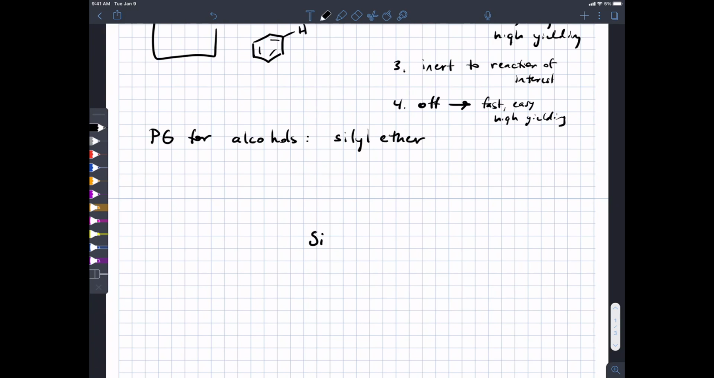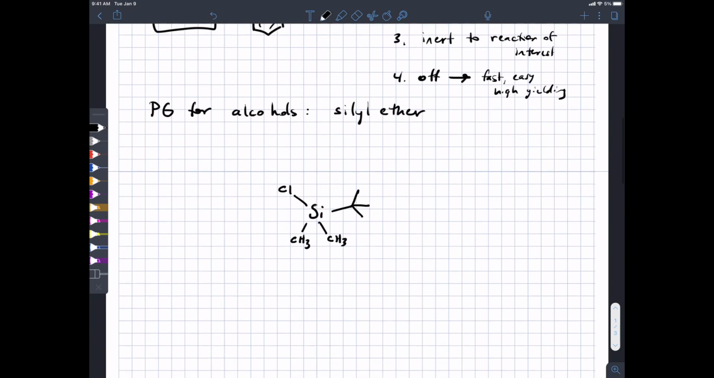Here we have silicon, we have a tert-butyl group, a methyl group, another methyl group, and then a leaving group, in this case chlorine. If this were carbon, this would be a tertiary alkyl halide. It's, I guess, a tertiary silyl halide. So you would probably expect SN1 type chemistry. The chloro leaving group leaves, gives you a positive charge on silicon, and then that can be attacked by the alcohol as a nucleophile. We're not going to show the mechanism for this reaction.